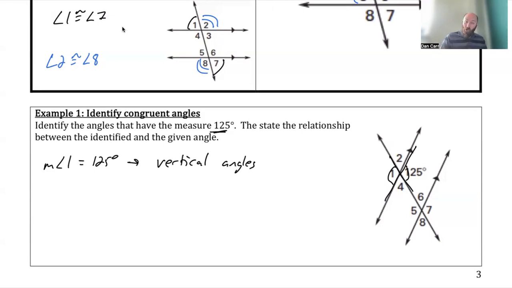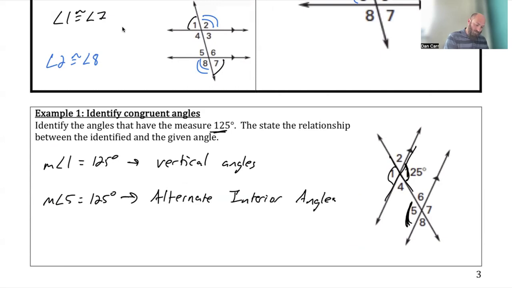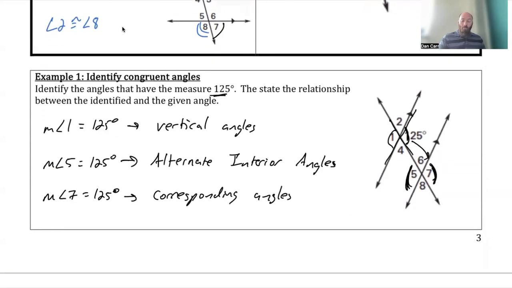Now we look at our new ones for this unit. 125 right here is going to match up to that one. So the measure of angle 5 is also 125 degrees. And my reason for that is that they are alternate interior angles. And then if I take the 125 and shift down to that spot right there, that means the measure of angle 7 is also equal to 125 degrees. And that is because of corresponding angles. So that's some of our basic ones.